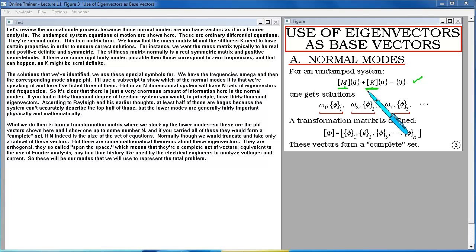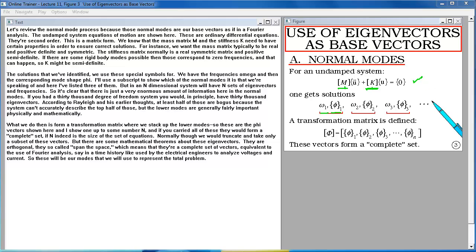The solutions that we've identified, we use these special symbols for. We have the frequencies omega and then the corresponding mode shape phi. I'll use a subscript to show which of the normal modes it is that you're speaking of. And here I've listed 3 of them, but in an n-dimensional system you will have n sets of eigenvectors and frequencies. So it's clear that there's just a very enormous amount of information here in the normal modes.